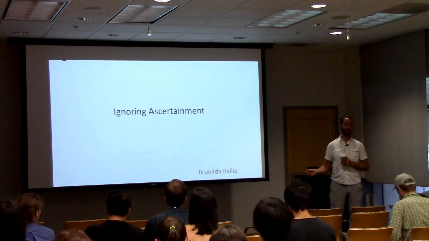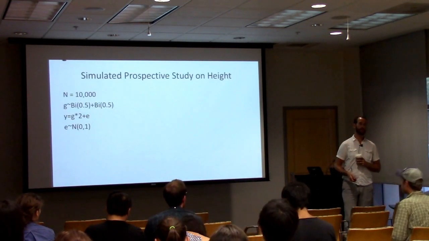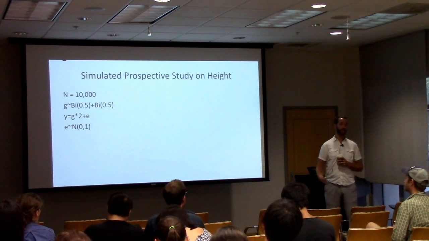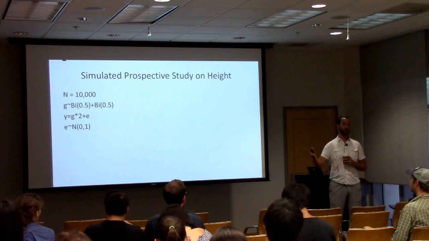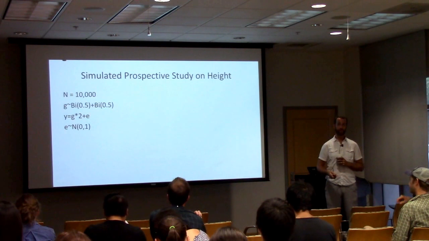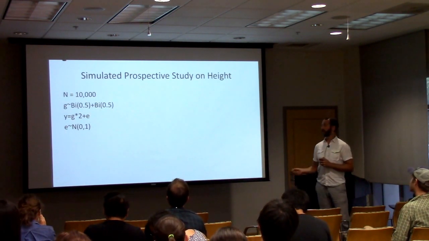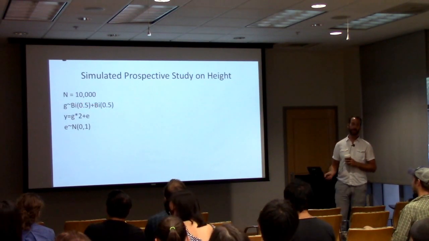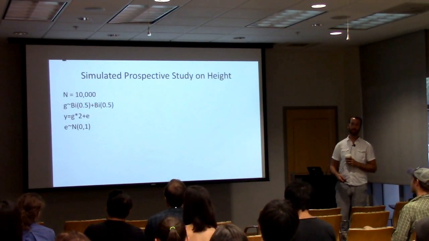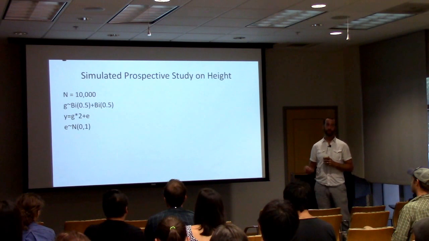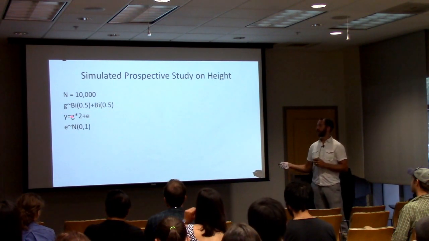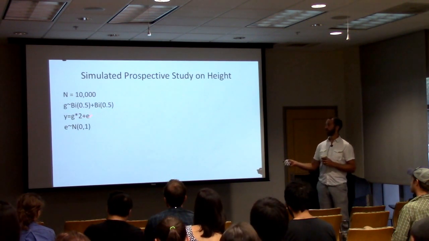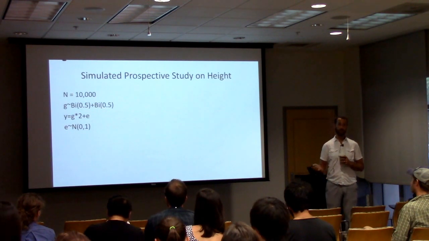So first, ascertainment. Let's just start very simple. We'll imagine a prospective study on height. We go out, we collect a bunch of individuals completely at random, and we measure their height. Let's imagine we grab 10,000 people, and we look at some genotype, and we believe the genotype is the sum of 2 binomial random variables. So this is our model, and that height y is just 2 times this genotype plus some normally distributed noise.